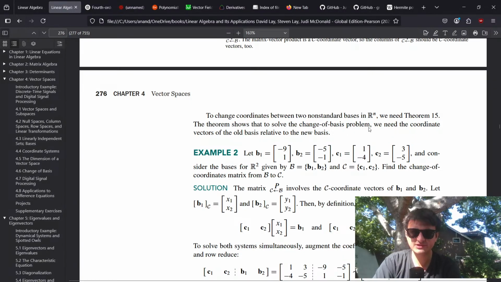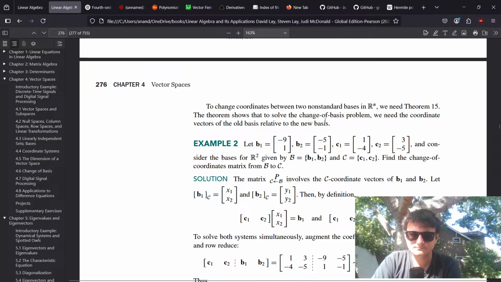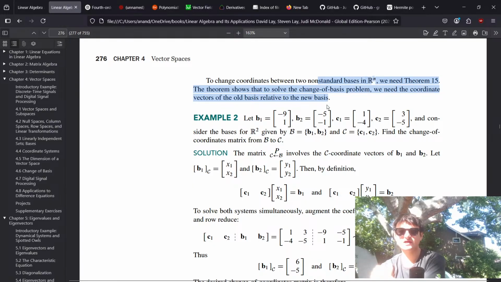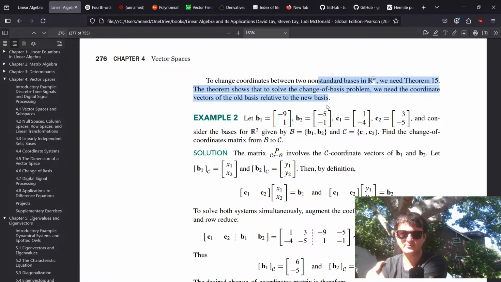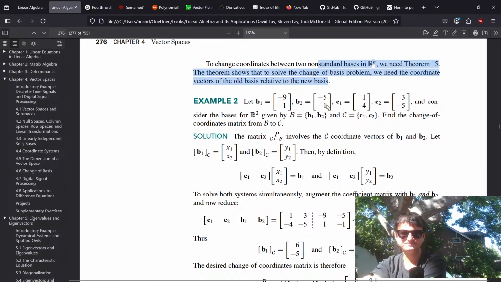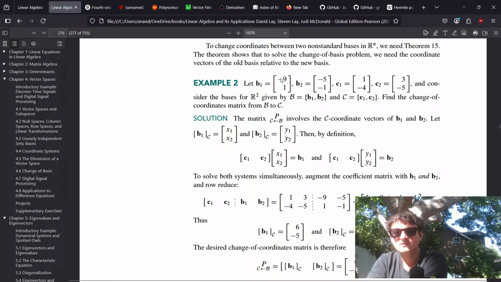To change coordinates between two non-standard bases, we need Theorem 15. The theorem shows that to solve the change of basis problem, we need the coordinate vectors of the old basis relative to the new basis.